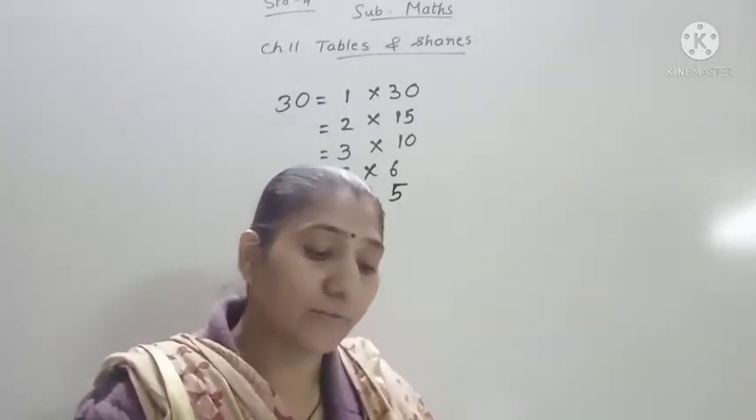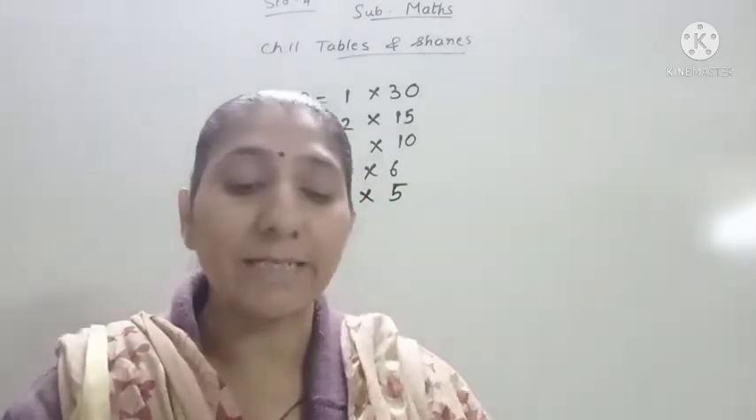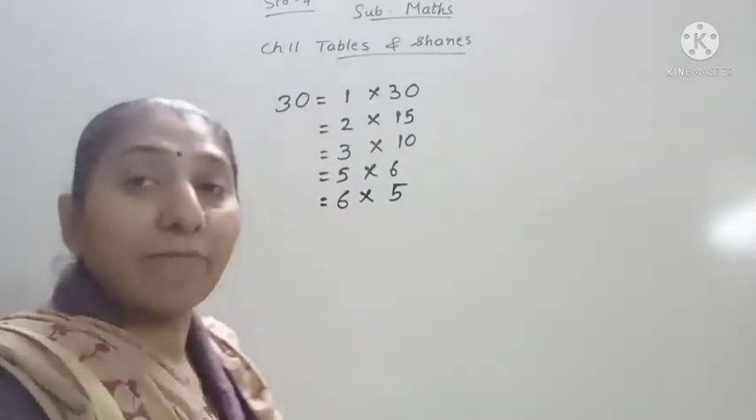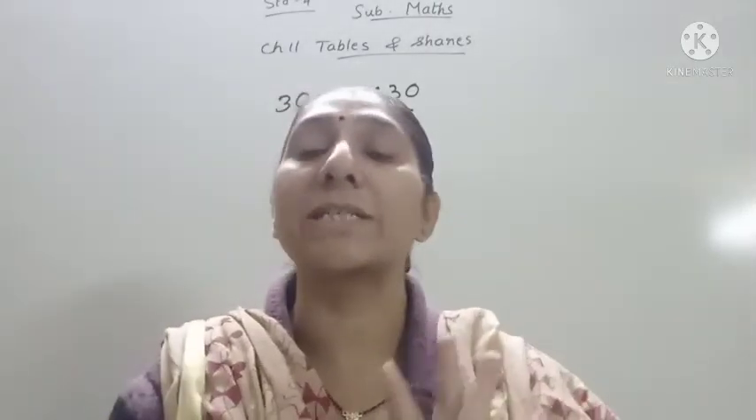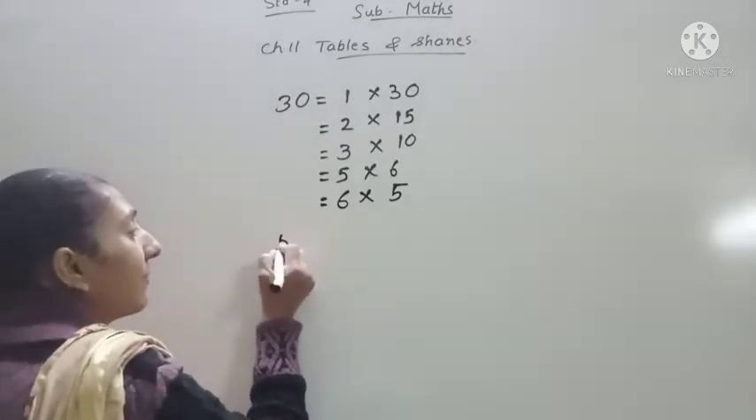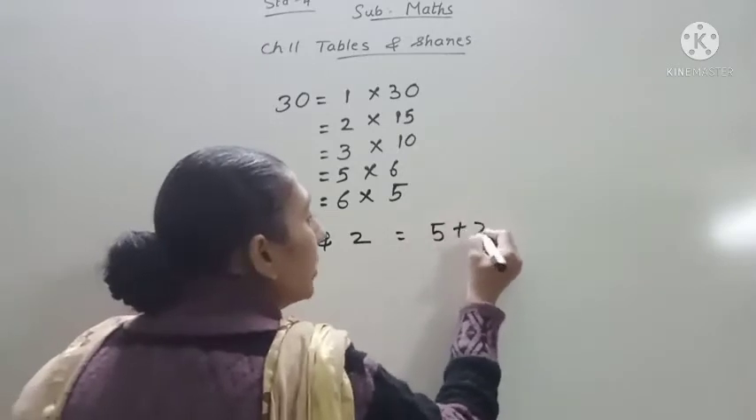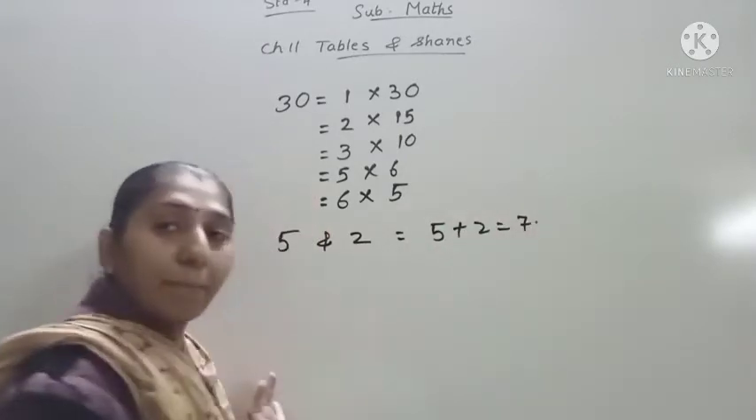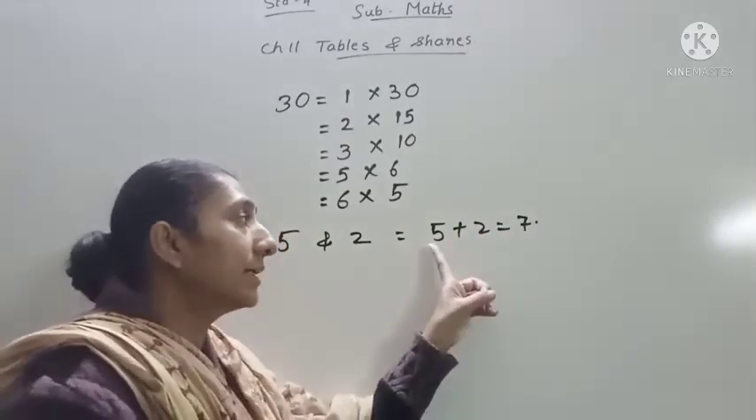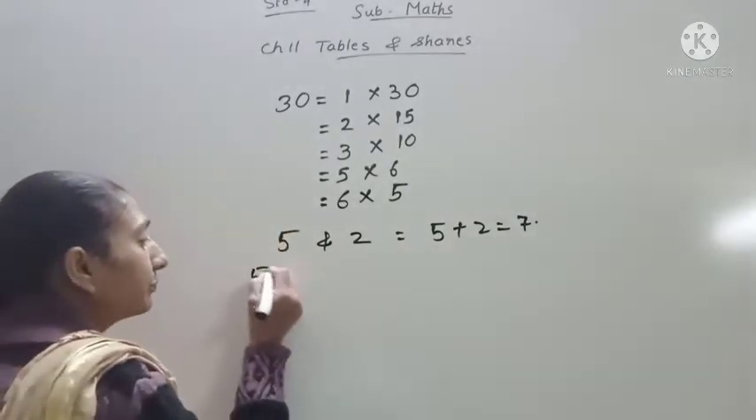I can make the table of 7 with the tables of 2 and 5. So how can we make the table of 7? To make the table of 7, first we will see the two numbers which add up to the total 7. Now if we take the two numbers 5 and 2, 5 plus 2 is equal to 7. Isn't it? So we can make the table of 7 with the help of the table of 5 and table of 2.